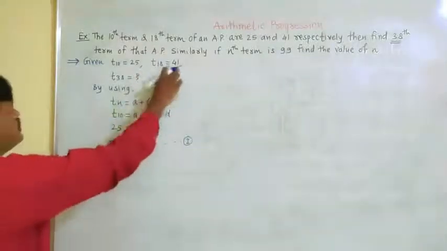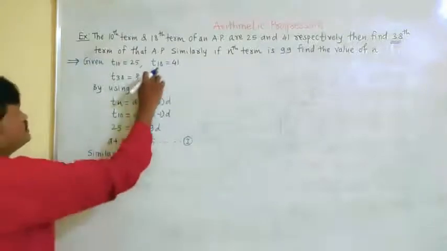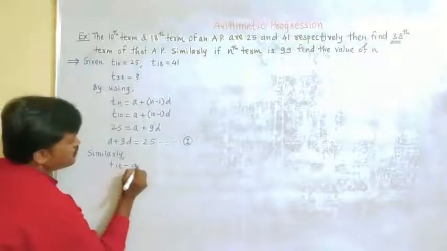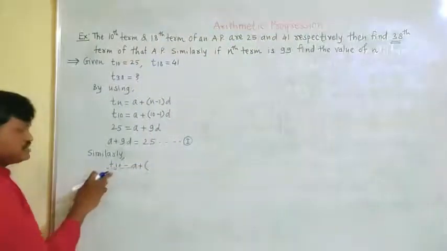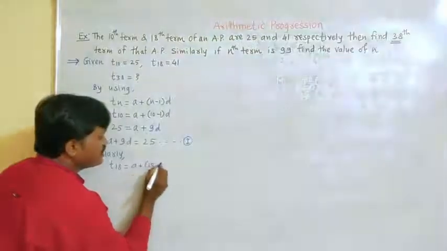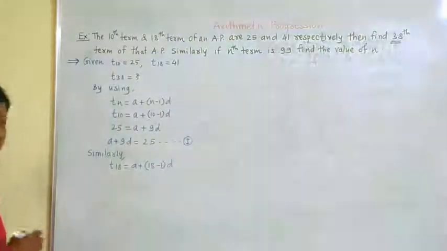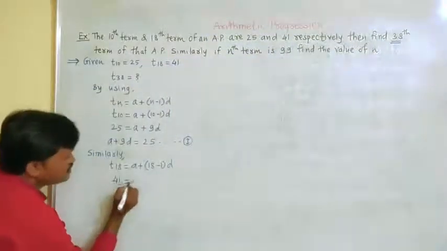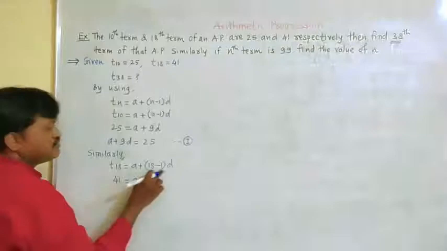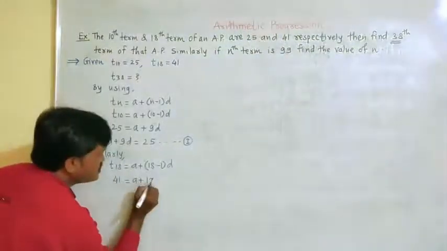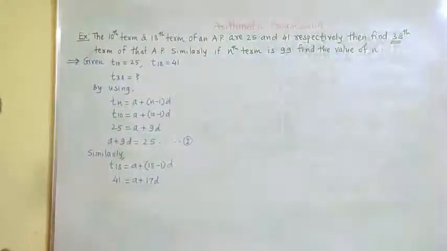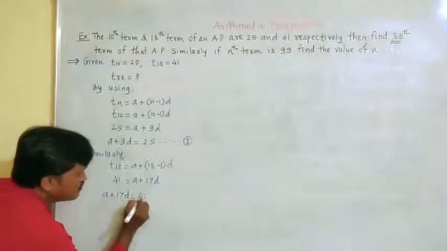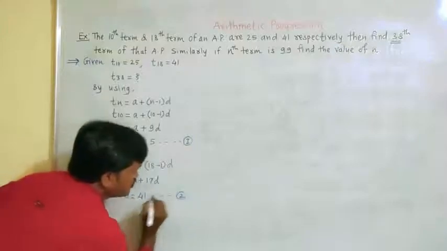Similarly, for T18, what is T18? I write here directly: Tn is equal to A plus (n minus 1) into D, where the value of n is 18. So T18 is 41, which is equal to A plus (18 minus 1) into D, that is 17D. Here also change the sides: A plus 17D is equal to 41. This is equation number 2.